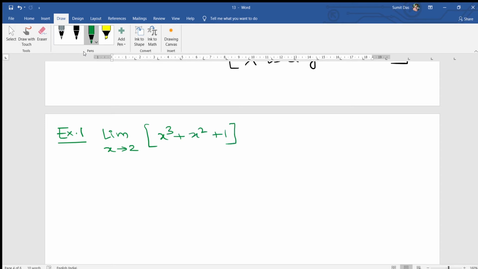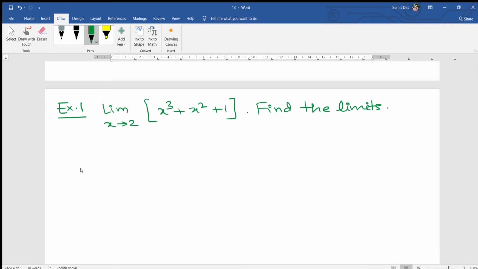Now the thing is that the process is easy. First let me show you the process. Suppose we are asked to find the limit. You have to do nothing, you just put this value of x here. So the answer will be 2 cube plus 2 square plus 1. So 2 cube is 8, plus 4, plus 1, equal to 13.